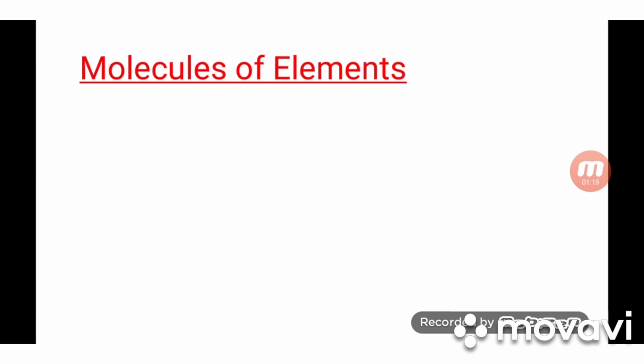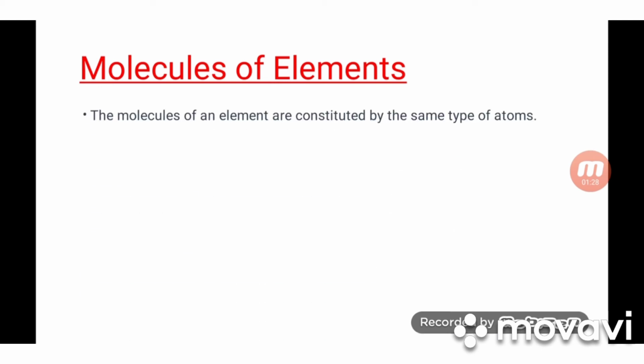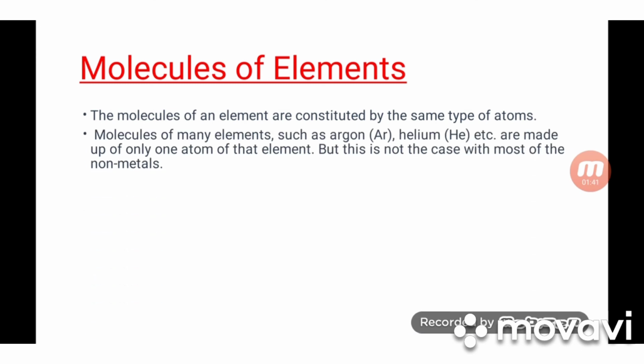Let us now discuss molecules of elements. The molecules of an element are constituted by the same type of atoms. Same type of atoms, when aggregated together, form a molecule of an element. Molecules of many elements such as argon, helium, etc. are made up of only one atom of that element. But this is not the case with most of the nonmetals.